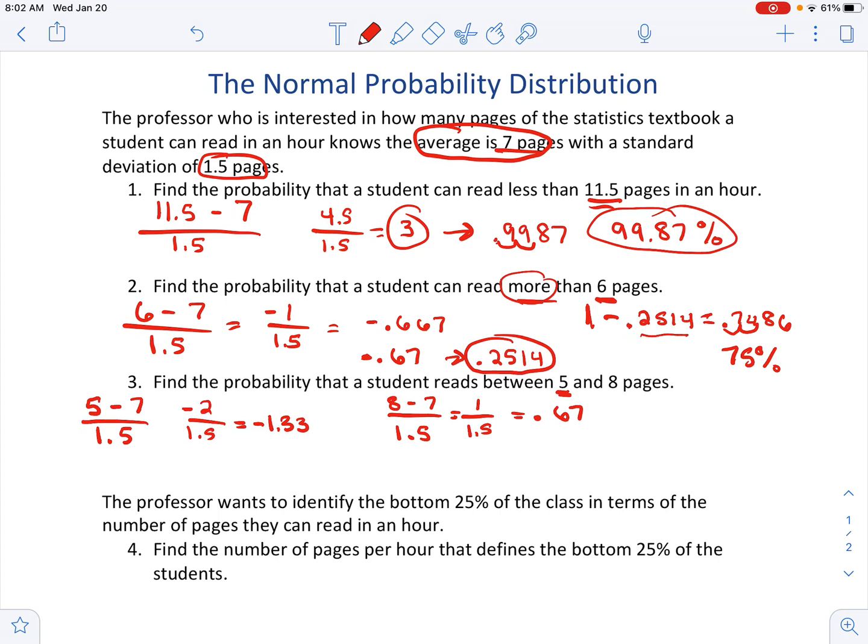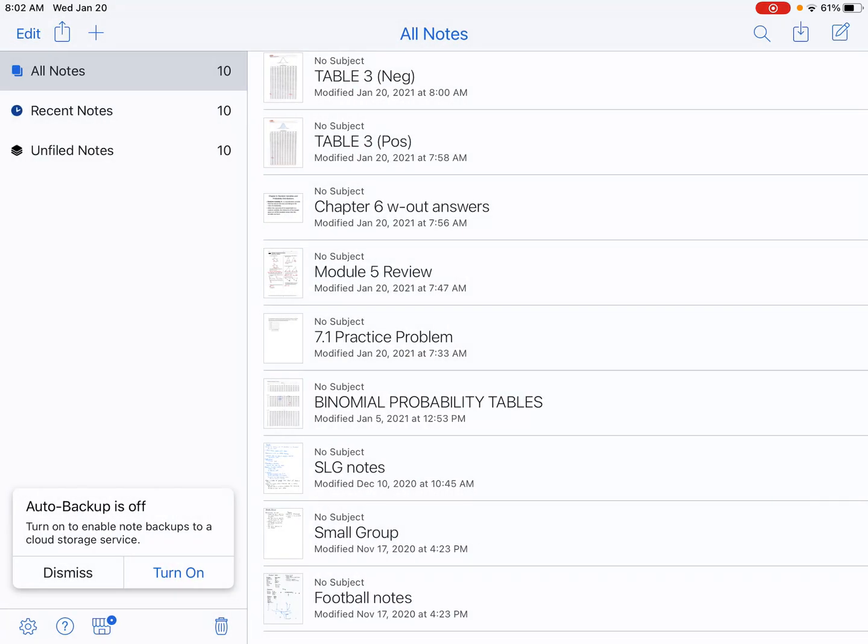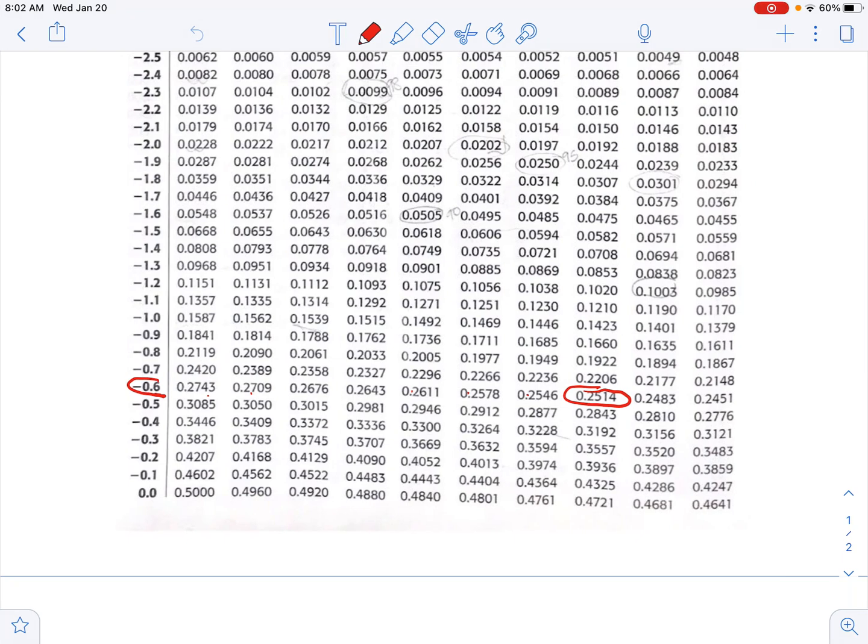Okay, so now I'm going to look up both of these values, negative 1.33 and 0.67. So we go to the chart. Okay, so we want negative 1.33. So we go to the negative 1, and we're going to look up negative 1.33. Negative 1.3 is right there. Negative 1.31, negative 1.32, right here.